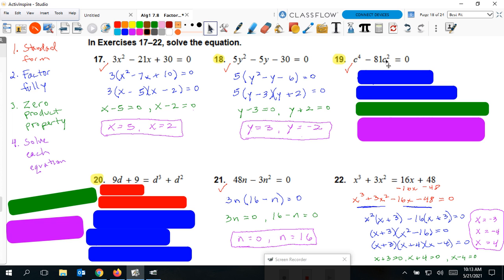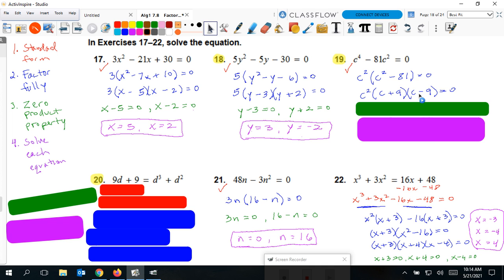But we can factor out a c squared from this. C squared is going to come out, and then what's left would be c squared minus 81, and that is a special binomial. 81 is 9 times 9, so it is a difference of 2 squares. C squared stays out in front, and this becomes c plus 9, c minus 9. So the c and the c go up front, 9 and 9 go in the back, 1 plus 1 minus.